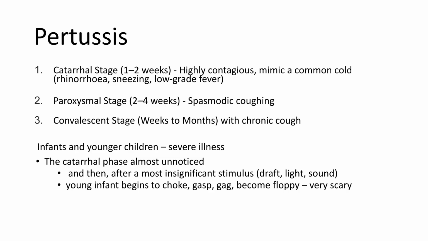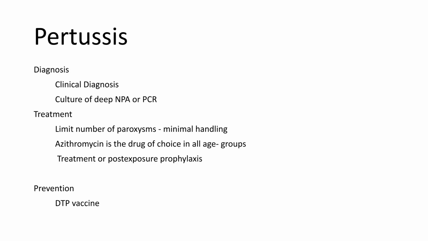The paroxysmal stage, lasting 2 to 4 weeks, is characterized by spasmodic coughing. The convalescent stage can last weeks to months with a chronic cough. Diagnosis of pertussis is clinical and confirmed by a culture of deep nasopharyngeal aspirate, or PCR. Treatment involves limiting paroxysms and using azithromycin in all age groups for treatment or post-exposure prophylaxis. Prevention is achieved through the DTP vaccine.